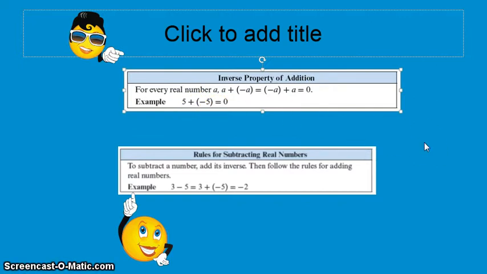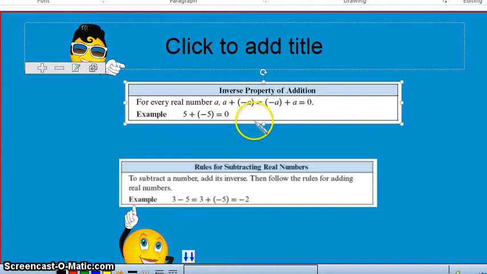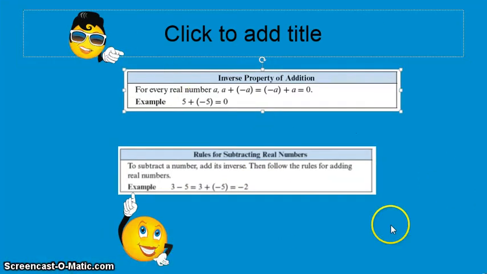That's the additive inverse. If you want to find the additive inverse of a number, all you have to do is change the sign. So if I have negative 1/2 and I want to find its additive inverse, all I have to do is change this sign to positive. When I add those two numbers, negative 1/2 and positive 1/2, I'll get 0. To subtract a number, add its inverse, then follow the rules for adding. So basically when we're subtracting, we're actually adding the inverse, and then we're just adding like we did in the last lesson.